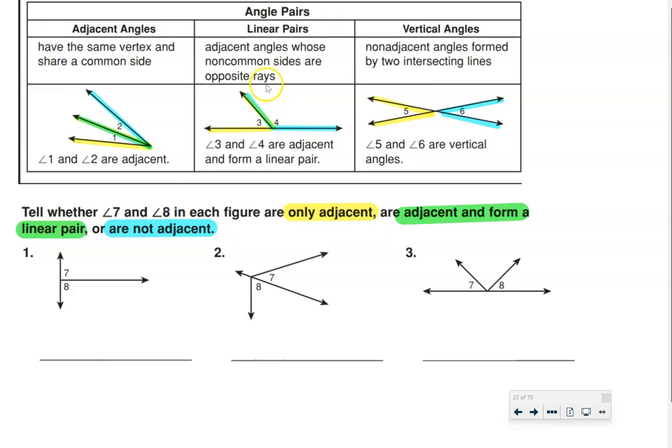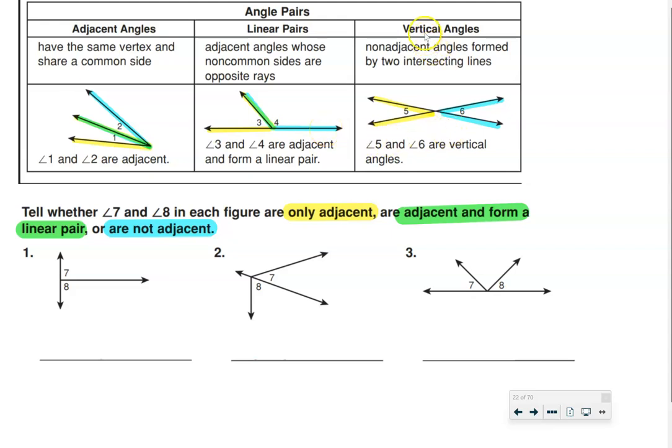Okay, a linear pair. They have opposite sides here. Angle 3 here is in yellow. Angle 4 is in blue. The side in the middle is marked green. That's a common side. They're adjacent, but they also have these opposite rays making this line. So those are a linear pair.